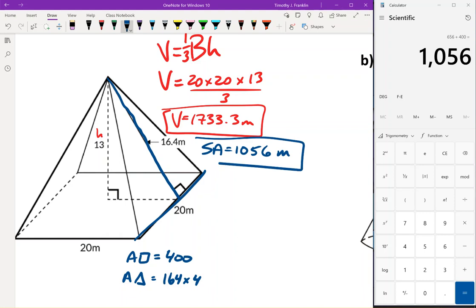meters squared. If you were to draw a net for this shape, you'd have your base square in the middle, and then your 4 triangles like that.